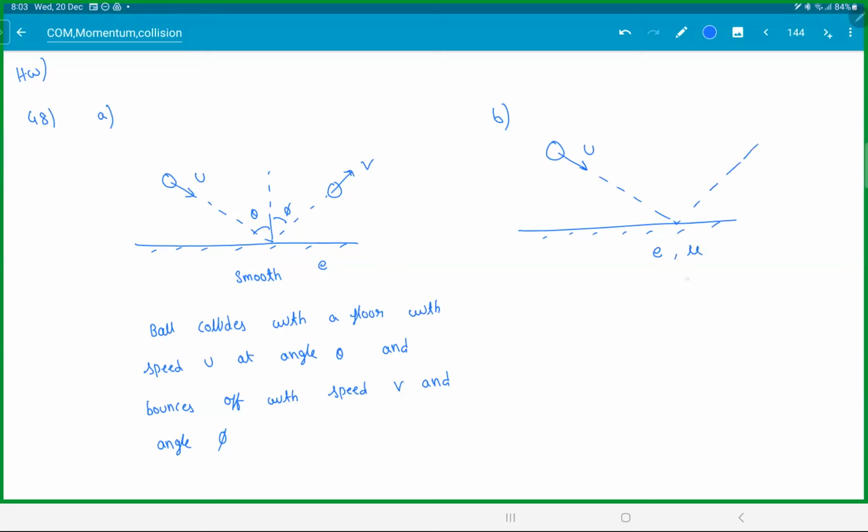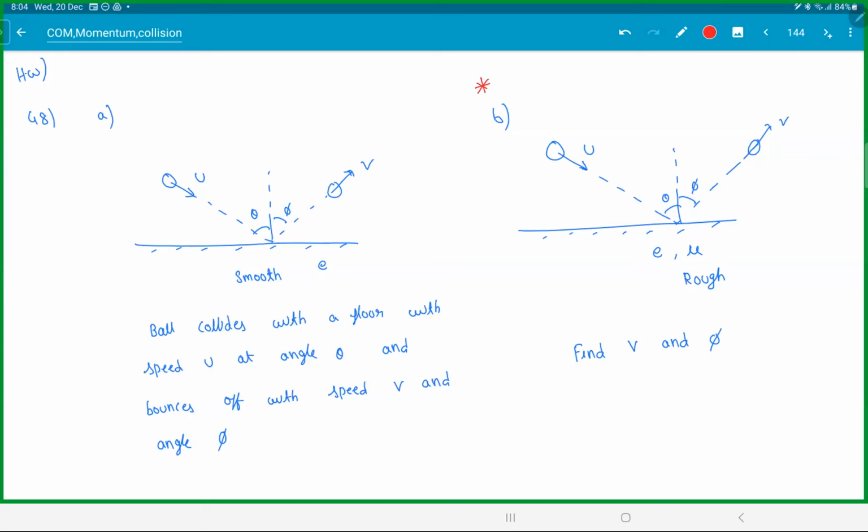E and mu. Now the ground is rough also. This is theta, this is phi, this is V. Find V and phi. The second one is a good advanced question. The first one is a standard one, you will see that in BITS, CET means. The second is a good one: what happens if there is friction on the floor and you are hitting at an angle theta?